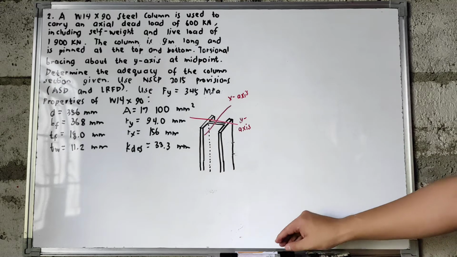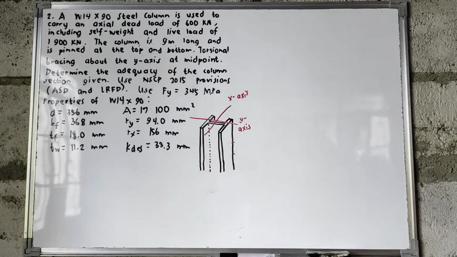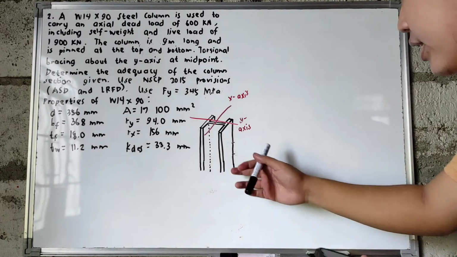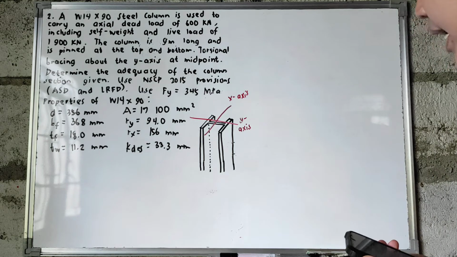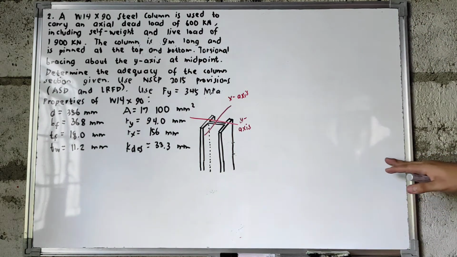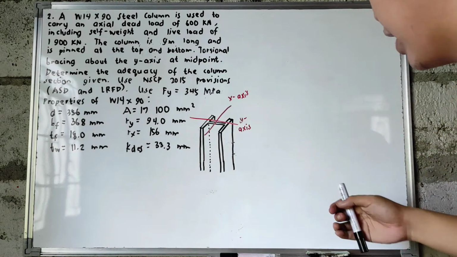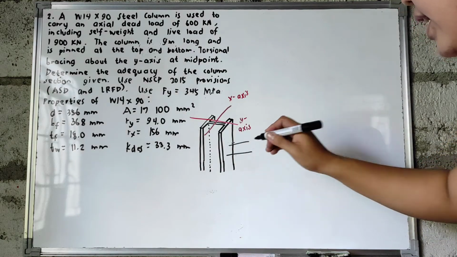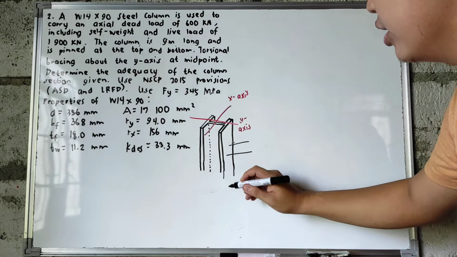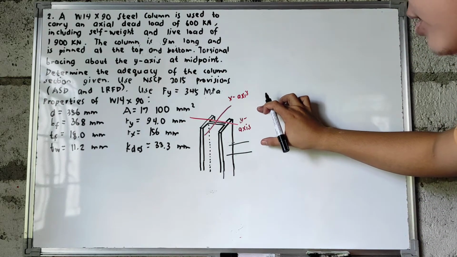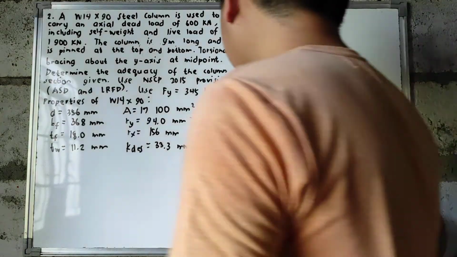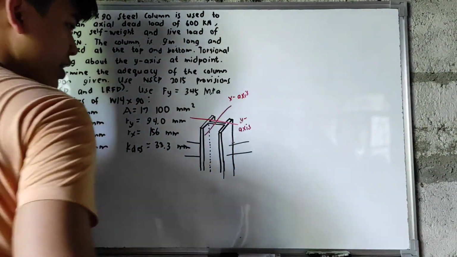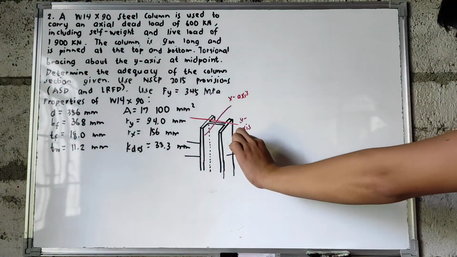So for this one, we have a pinned connection. Additional support has been added with lateral and torsional bracing about the y-axis at midpoint. So let's say this is our column section. We have bracing here on our y-axis, at the midpoint. Meaning to say, at 4.5 meters from the top, we have bracing along the y-axis.